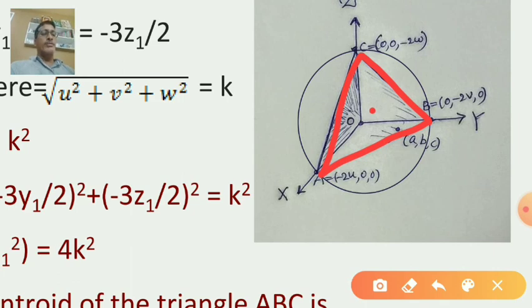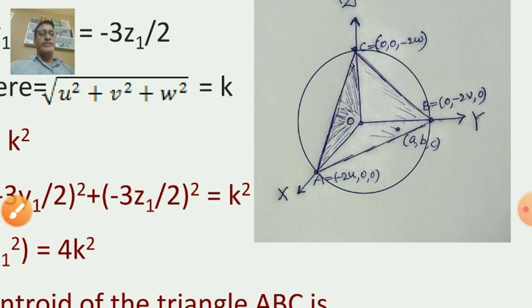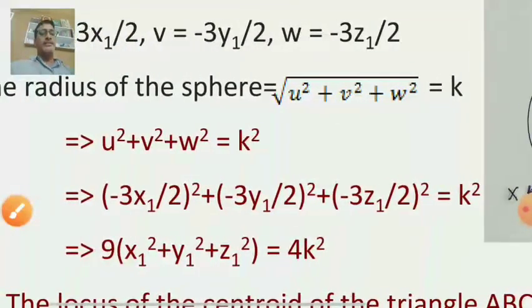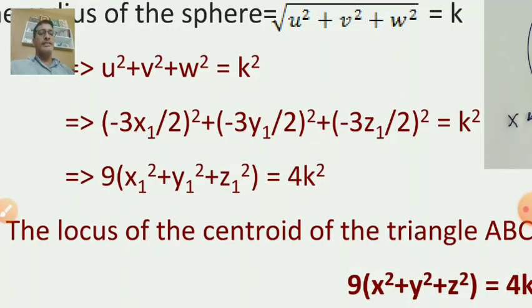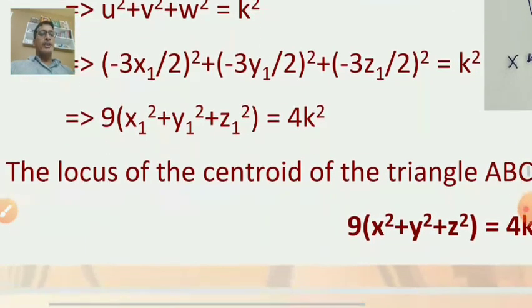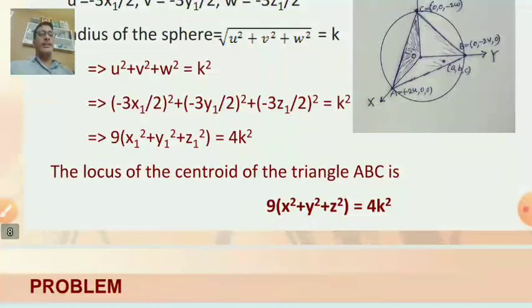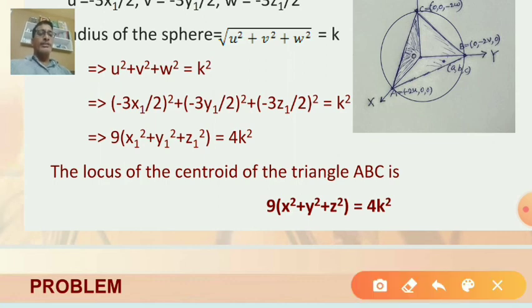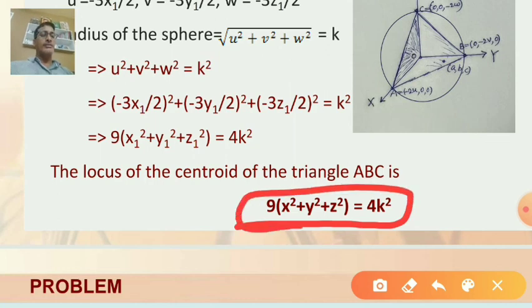So in this problem, what we have to find? We have to find the locus of the centroid of the triangle ABC, and the centroid of the triangle ABC is x1 y1 z1. Therefore the locus is obtained by replacing x1 y1 z1 with xyz. Therefore the locus of the centroid of the triangle ABC in this case is 9 into x square plus y square plus z square is equal to 4k square. Hence the problem is solved.